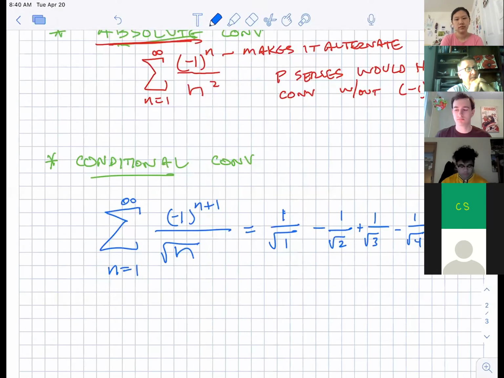So it's alternating, and the terms are getting smaller, so that's actually going to converge thanks to the fact that it alternated. Does that make sense? So by the p-test, that would not have converged, but now thanks to the fact that it alternates, that alternation allowed it to converge. So that's considered conditional because it has to be alternating, otherwise it wouldn't have converged.